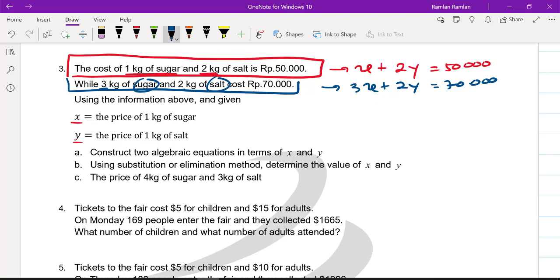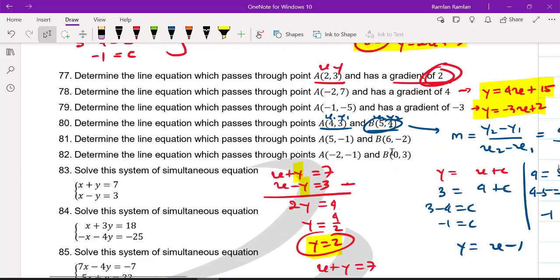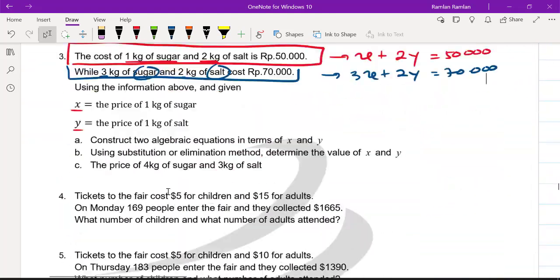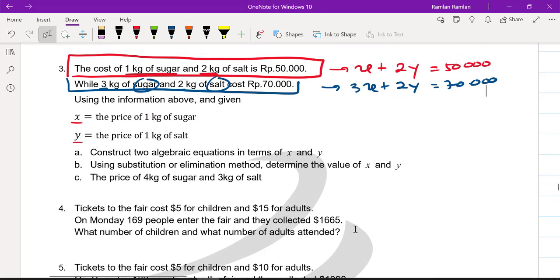Now, this is the same thing as what we did for the simultaneous linear equations, right? So we can just eliminate that, because this one is pretty easy, you only need to subtract, because we already have the same coefficient for the y here, which is 2 and 2.